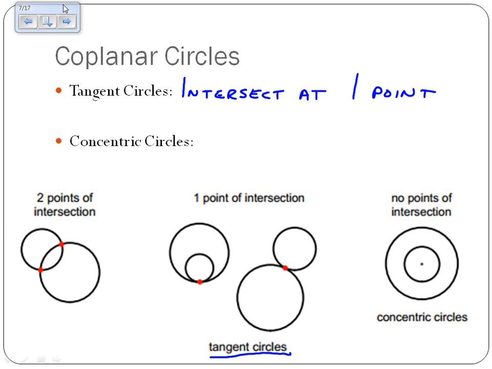Concentric circles. What does con mean in Spanish? Con carne. What does that mean? What does con mean? With. You get tacos with meat, right?